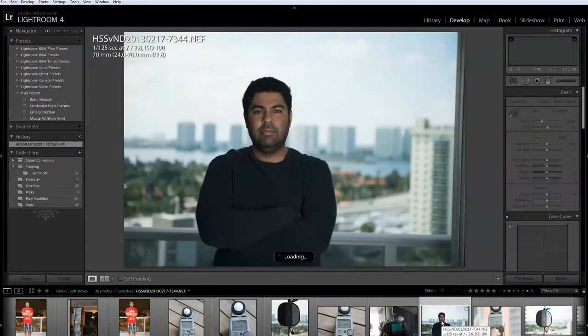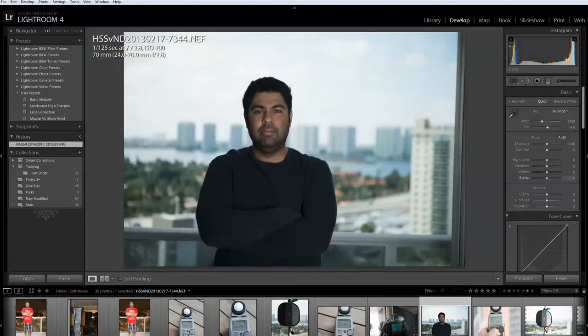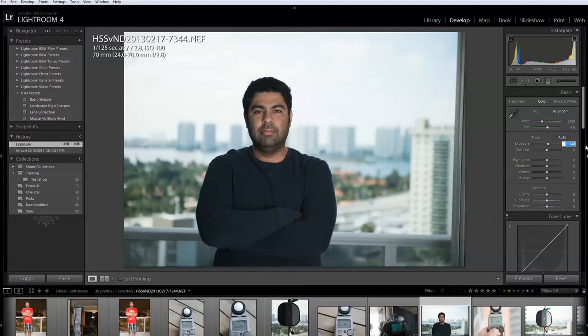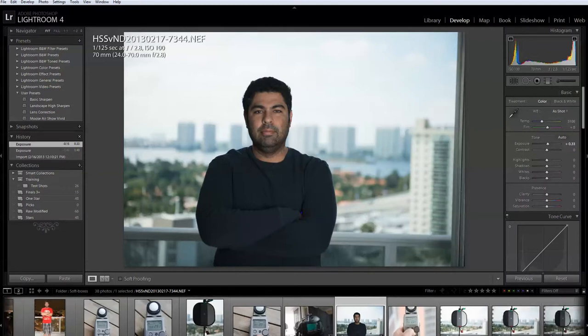So I took the shot, and this is the result that I got. Now, if I go up by a third, we can just do it here. 0.33, by a third. Yeah, that's exactly right. That's what I expected. So this is one third. It was one third underexposed.